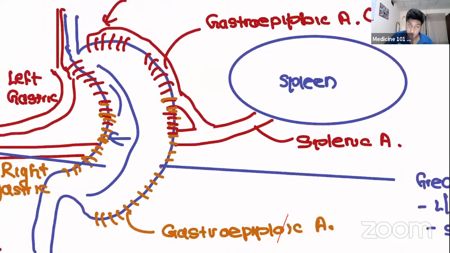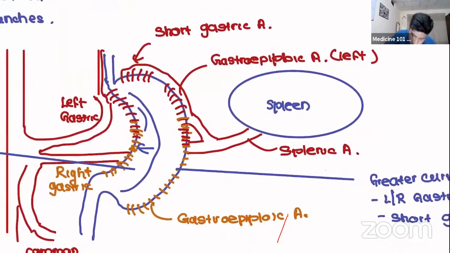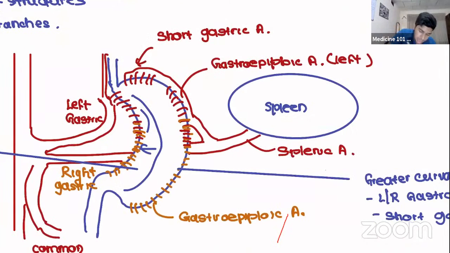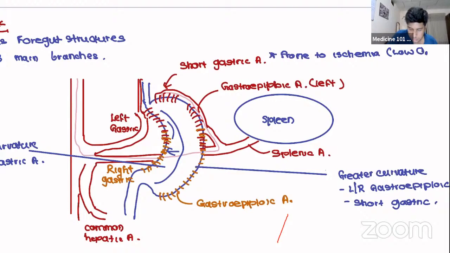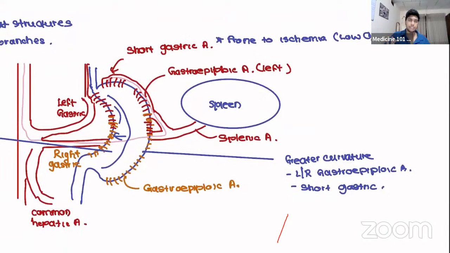However, look at the short gastric artery. See how far the blood has to travel? All the oxygenated blood has to come from here, all the way here. By the time it comes halfway, the oxygen is very little. So this region is prone to ischemic damage. And when there's no oxygen, cells die. Prone to ischemia.